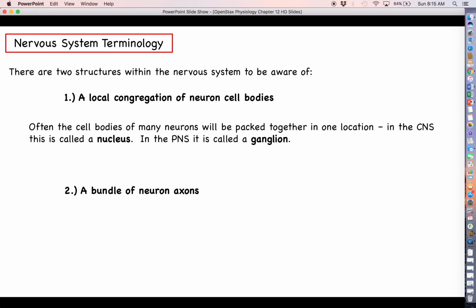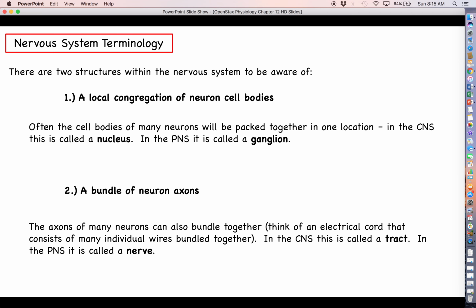The other thing to be aware of is a big bundle of neuron axons. So if you kind of imagine taking the axons of many, many different neurons and twisting them all together to form a big bundle, then again, we have two different terms that we use for that. If one of those occurs in the brain, we call it a tract. Otherwise, if it occurs in the peripheral nervous system, we call it a nerve.